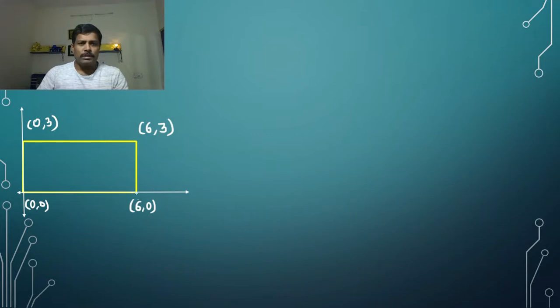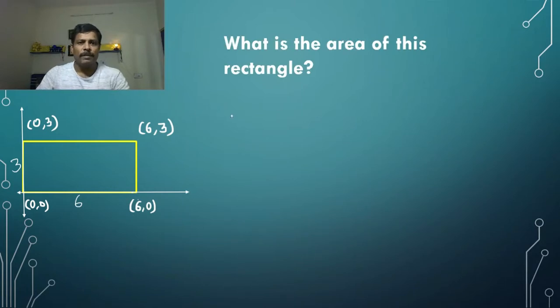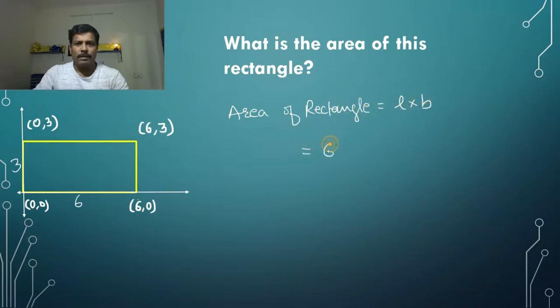So this is the origin, this is the x coordinate, that is 6, therefore the length is 6, and this y coordinate length is 3, therefore the breadth is 3. So we can easily find out the area of this rectangle. So what is the area of the rectangle? We know that traditionally the formula of area of a rectangle is length into breadth. Okay, so what is the length? Tell me. 6. And what is the breadth? That is 3. And therefore the answer of this area is 18 square units.